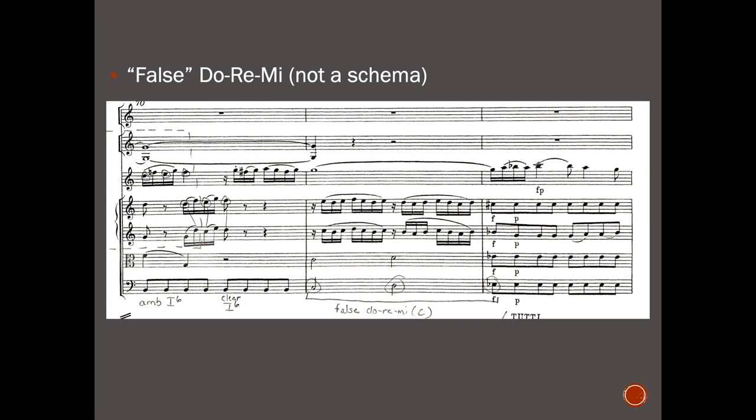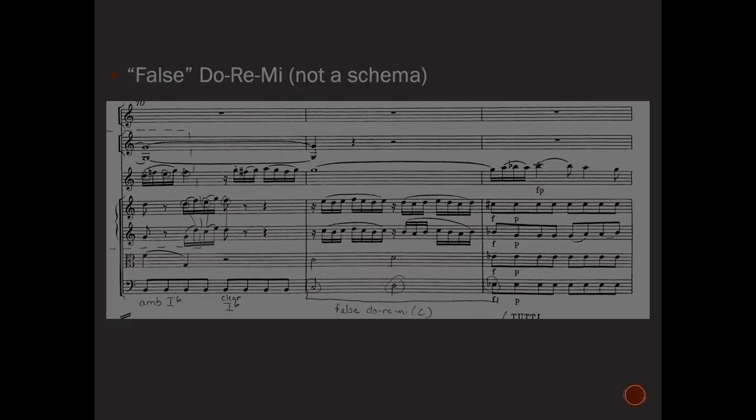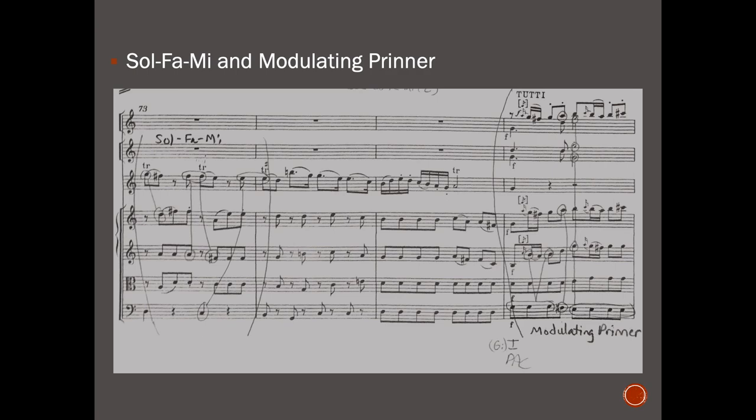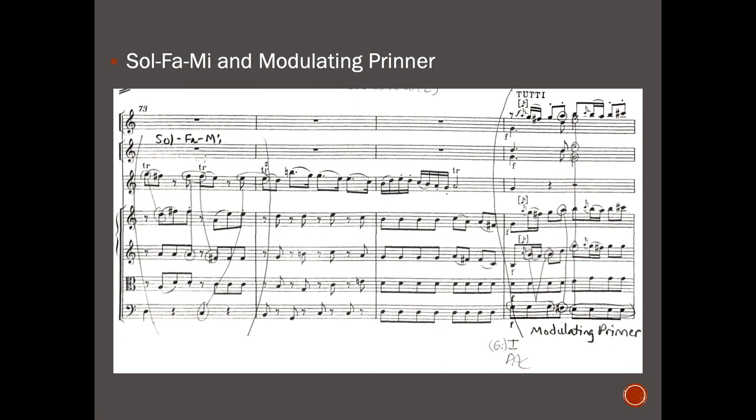Then we have a Sol, Fa, Mi, and a modulating Prinner. This one's pretty clear. All of the notes line up the way they should, and we create a pretty clear example of a Sol, Fa, Mi. Now, it is not the prototype. It is not pure like the prototype is, but it's pretty clear of what's happening here.